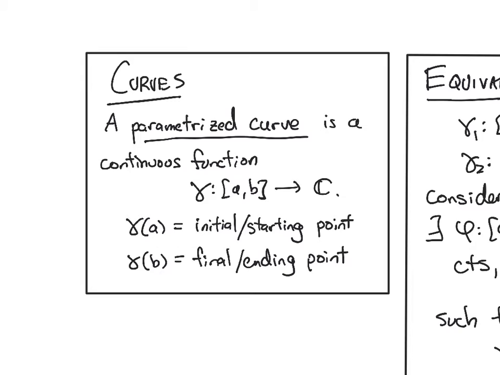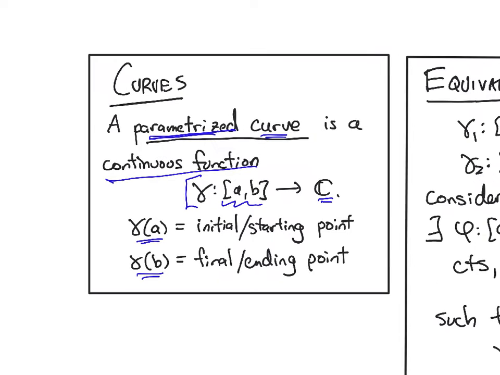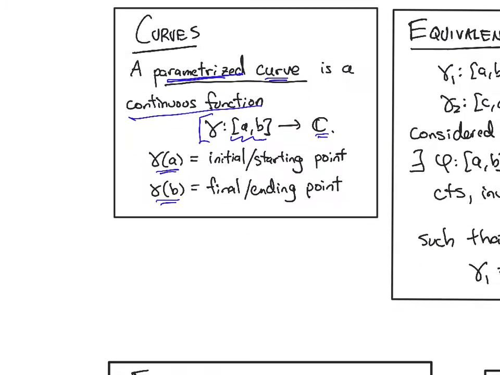A curve for us will always be a parametrized curve, which initially we define as a continuous function gamma from an interval into the complex plane, and the starting point will be gamma of A, and the final or ending point will be gamma of B. And so a parametrized curve is just what you're used to from calculus.